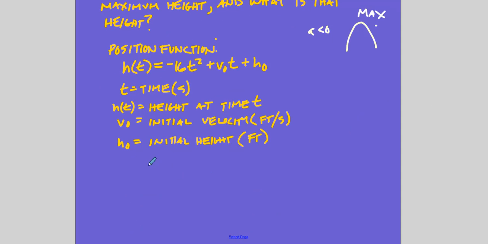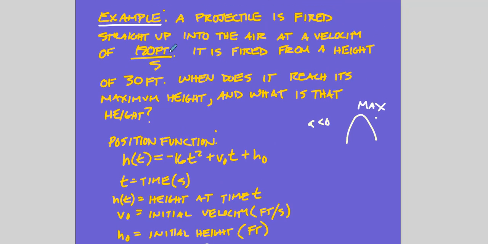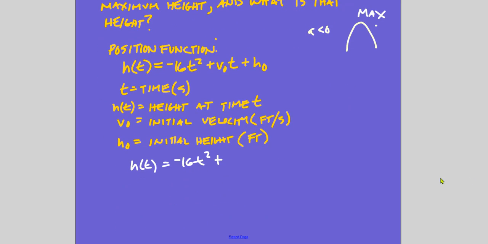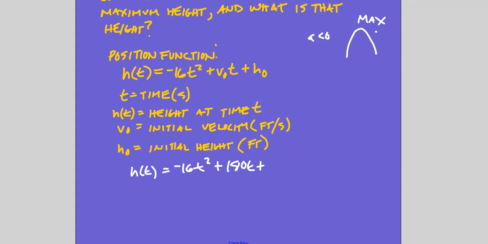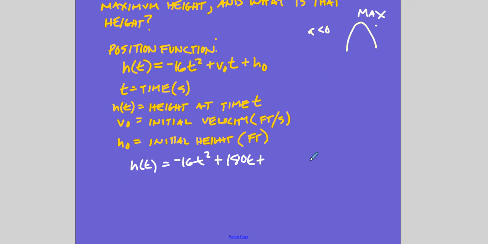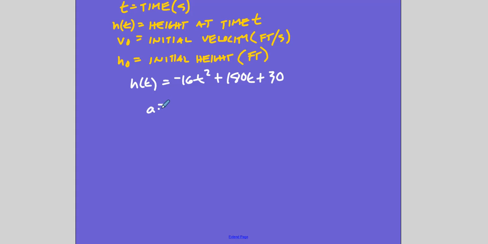So in our problem, h of t is negative 16t squared plus v sub 0 in this case is 180 feet per second. So that's going to be 180t. Initial height was given as 30 feet. Okay, so in our problem, we have a is negative 16, b is 180, and c is 30.